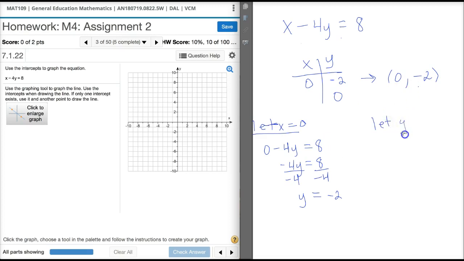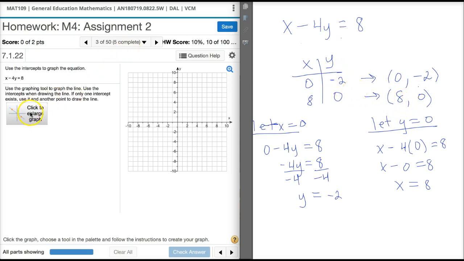If we let Y equal 0, then here we say X minus 4 times 0 equals 8. And of course, 4 times 0 is just 0. X minus 0 is just X. And we see here that X equals 8. So we have this, and this means that we have another point on our graph, 8, 0.